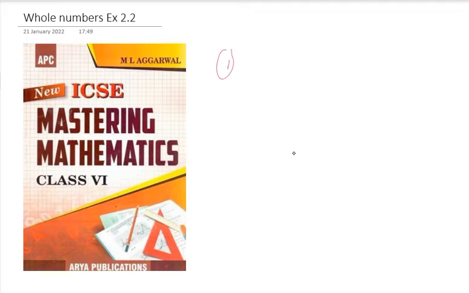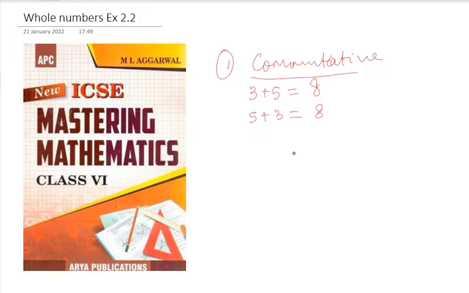So the first property is known as commutative property. What is commutative property? Suppose I add two numbers, 3 plus 5, and I get the answer as 8. If I reverse the order of addition, it's 5 plus 3, the answer is still 8, which means the commutative property is followed during addition.